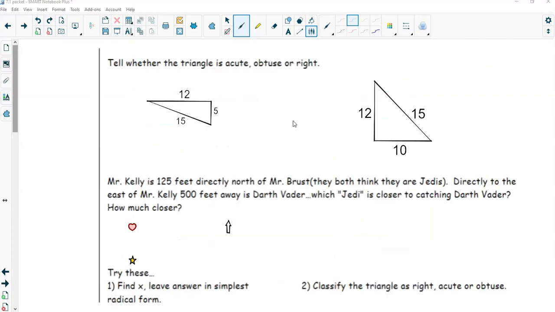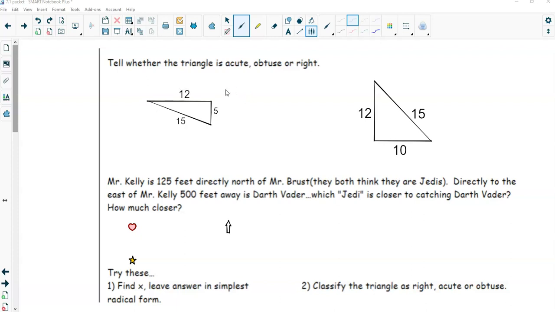Okay, that's an obtuse triangle. So pretty neat. Okay, so here is one for you. Tell whether the triangle is acute, obtuse, or right. So go ahead and pause the video. Try these two. Tell whether it is acute, obtuse, or right, and then play the video and see if you got it right. Okay, that's the best way to do it.